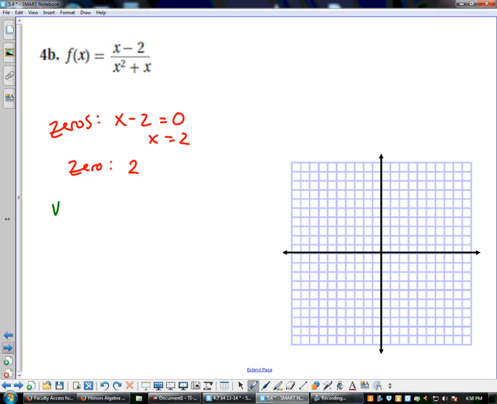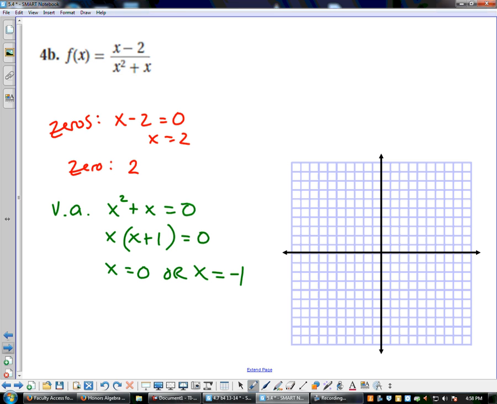And if we want to find the vertical asymptote, we're going to set the denominator equal to 0. We would want to factor out an x, so we get x times x plus 1 equals 0. So x equals 0 or x equals -1. So those are our vertical asymptotes. We actually have two vertical asymptotes for this graph.